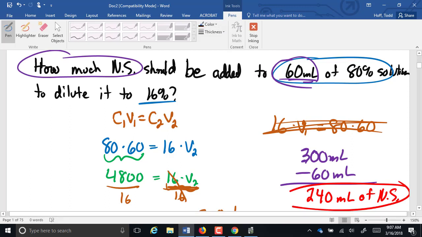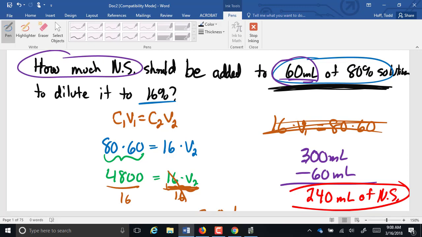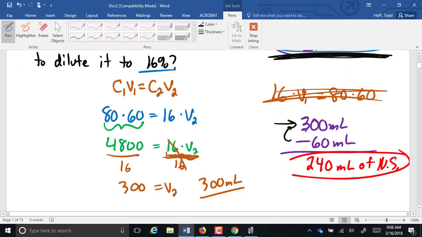Does that make sense? The original solution wasn't the active ingredient, it was the total original solution. But in order to dilute it down, we had to increase it to a volume of 300. So what takes us from 60 to 300, all we can add is saline. So the difference in volume is made up of saline.